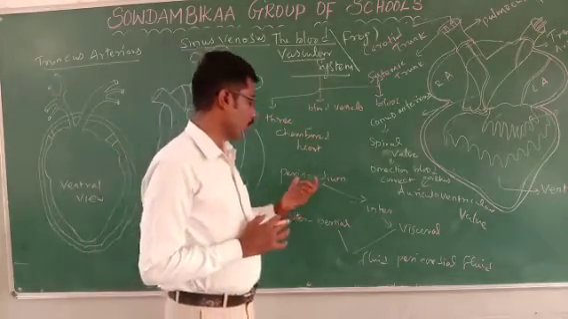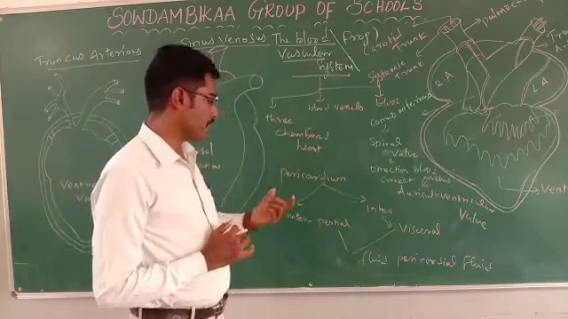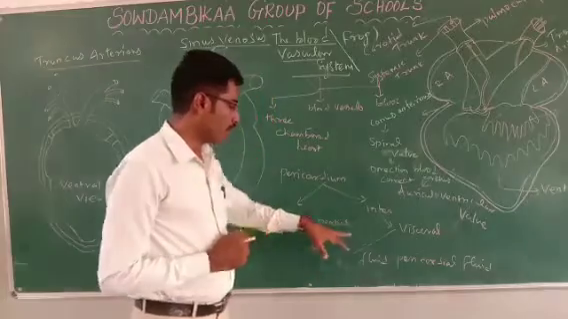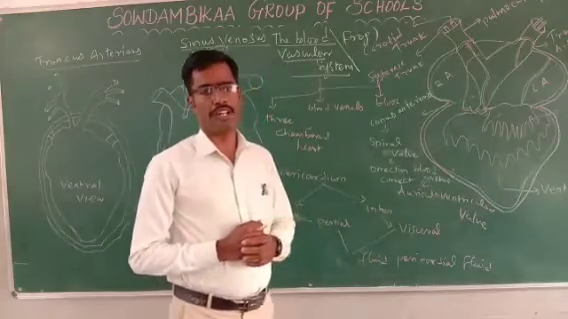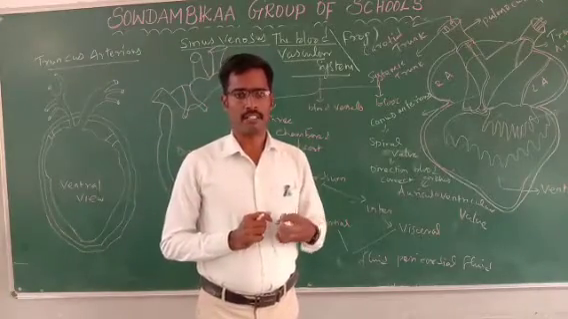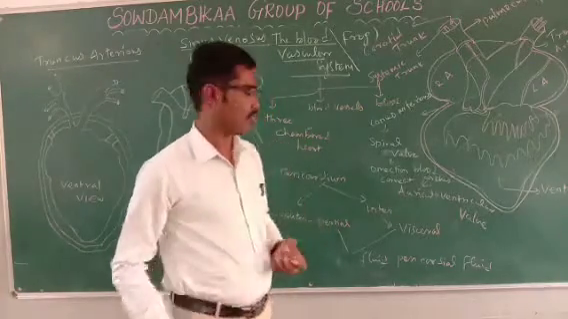Okay, so the double-walled membrane is the pericardial membrane. The outer is the parietal and the internal is called visceral. The gap in between is filled with fluid, called pericardial fluid. The main function of this pericardial fluid is protection, especially protection from injury.